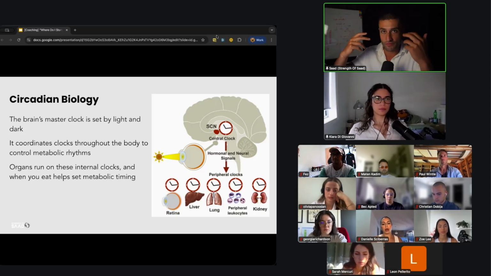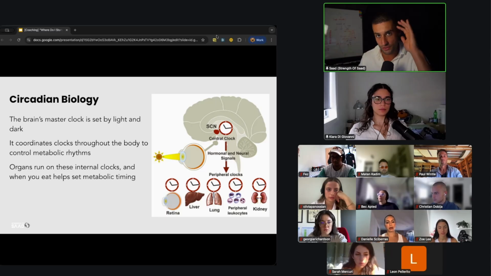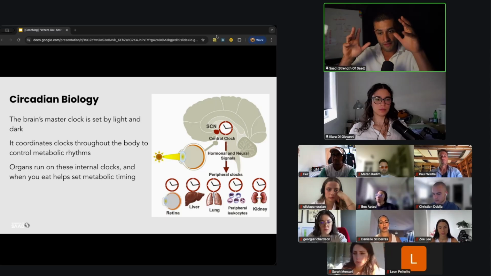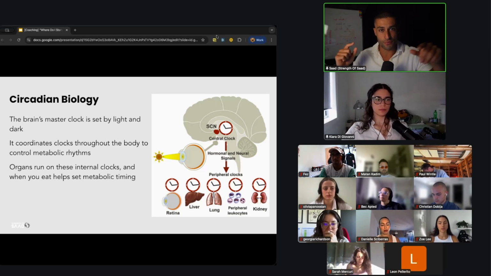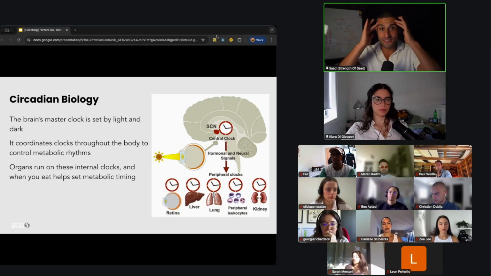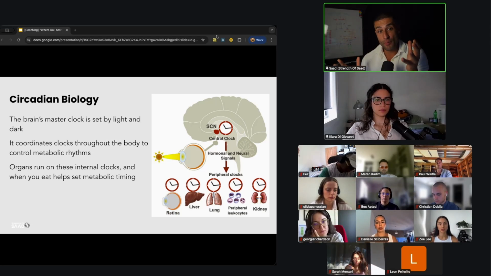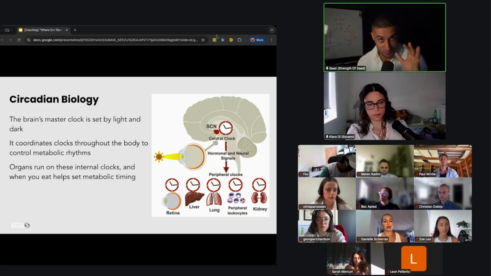You get light from your eyes, and it goes into your retinal ganglion cells, and then it talks to your little master clock, and the clock influences a bunch of other clocks in your body. So you think light influences sleep. Light influences almost every biological system in your body, which is pretty crazy.